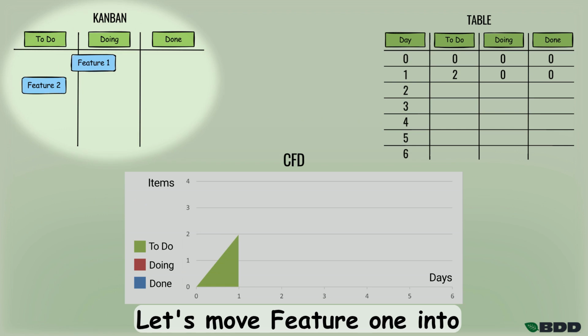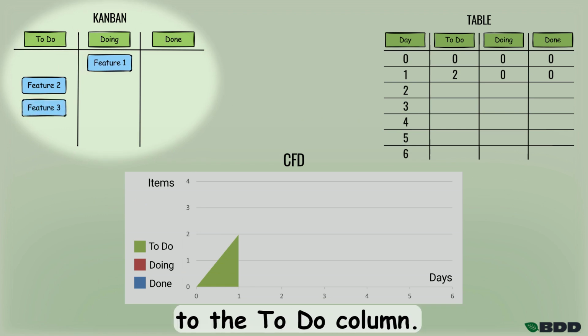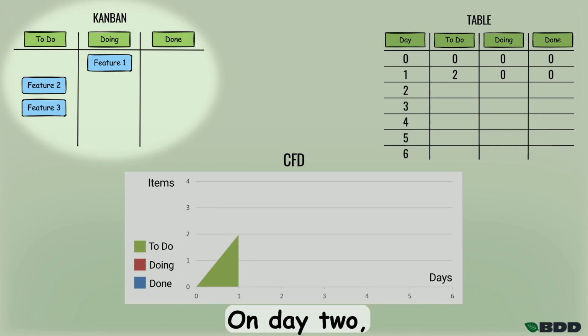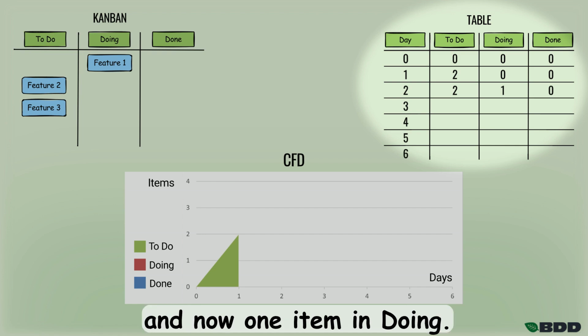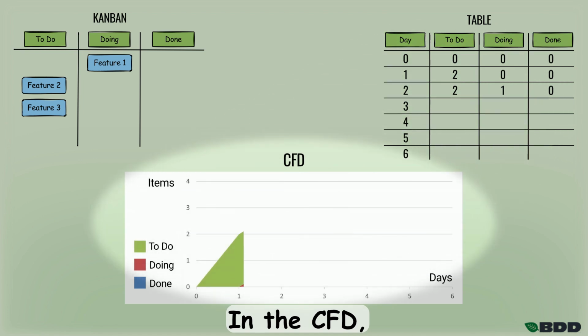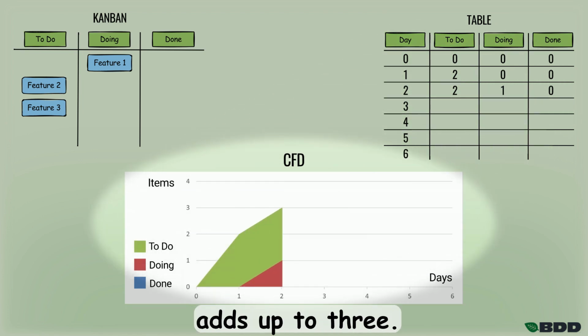Let's move feature 1 into doing and add feature 3 to the to-do column. On day 2, the table displays 2 items in the to-do and now 1 item in doing. In the CFD, there is now a red area which together with a green area adds up to 3.